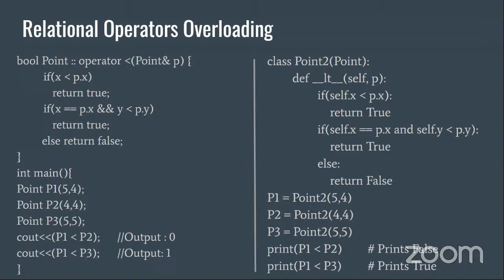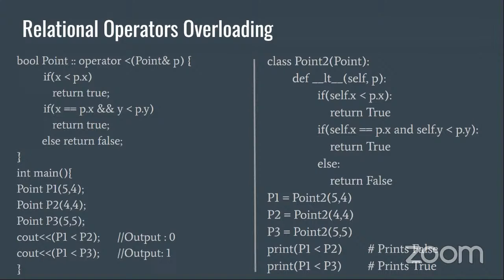If it is not, then we check if x is equal to p dot x, and if y is less than p dot y, then we return true, and in all other cases we return false. Now below in the main function, we have defined three objects of class point: P1, P2, and P3 with (5, 4), (4, 4), and (5, 5).